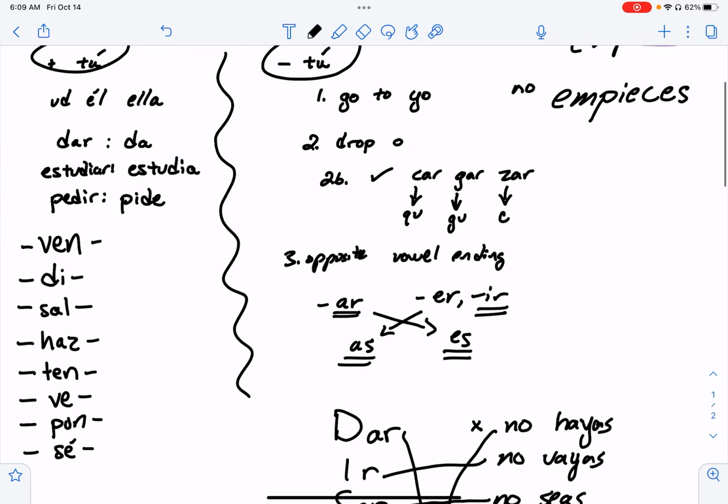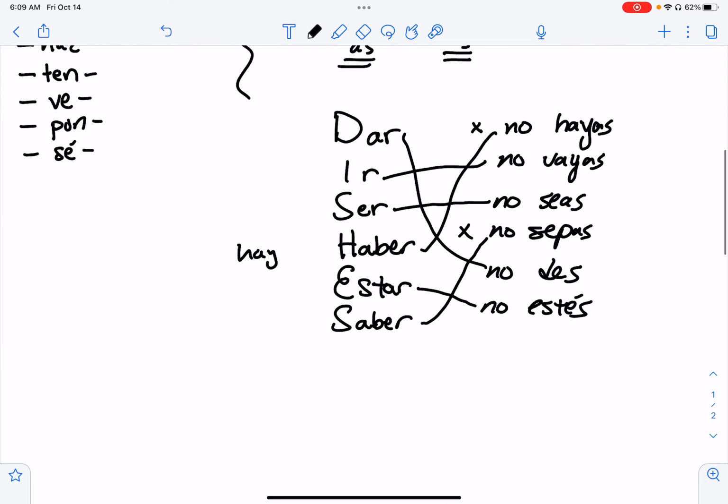Now, that's tú commands in both forms. Now let's talk about usted commands.